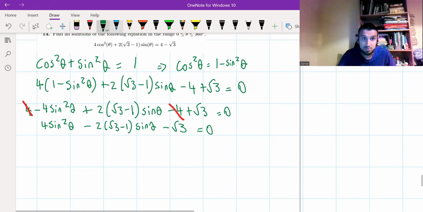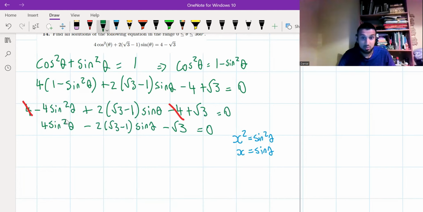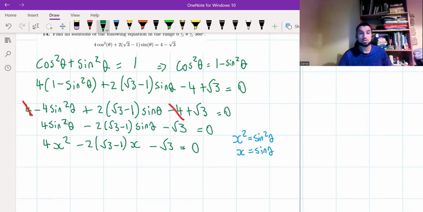Now we can do a substitution here, which will be x squared equals sine squared theta and x equals sine theta. It's the same substitution, but I'll write out both of them just to make it a bit easier for you. So the 4 sine squared theta will become 4x squared, and that will be minus (2 root 3 minus 1) x minus root 3 equals 0. Now this is a quadratic.